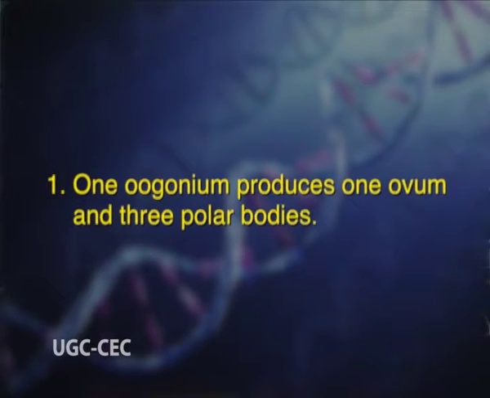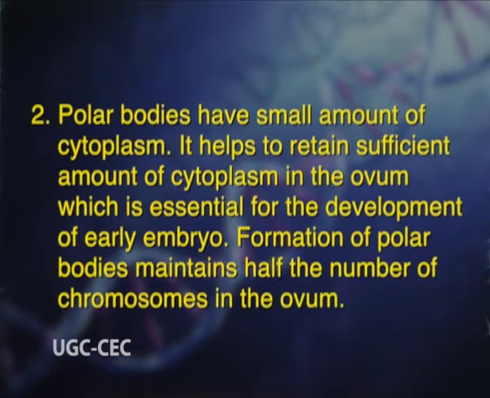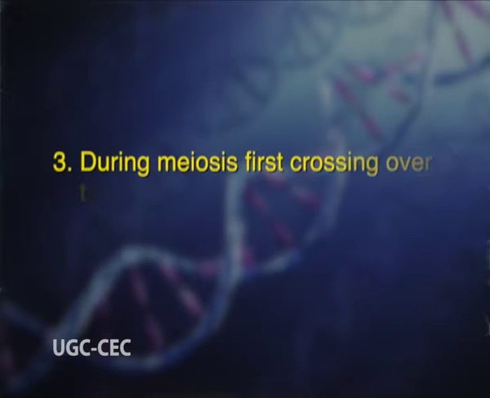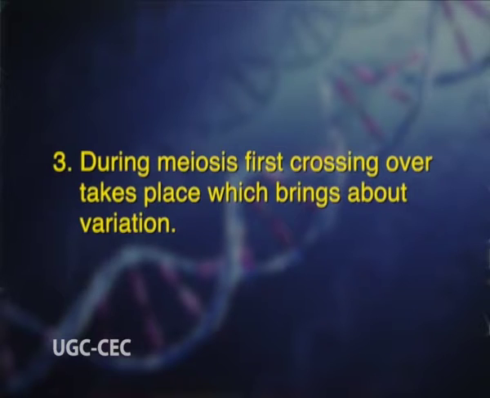One oogonium produces one ovum and three polar bodies. Polar bodies have a small amount of cytoplasm. This helps to retain a sufficient amount of cytoplasm in the ovum, which is essential for the development of the early embryo. Formation of polar bodies maintains half the number of chromosomes in the ovum. During meiosis, first crossing over takes place, which brings about variation.